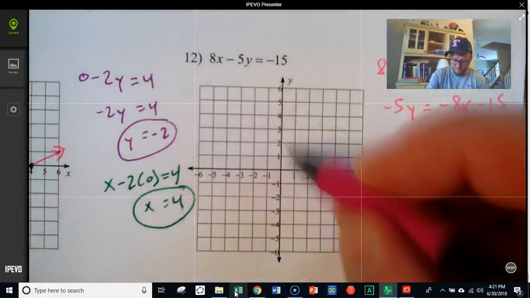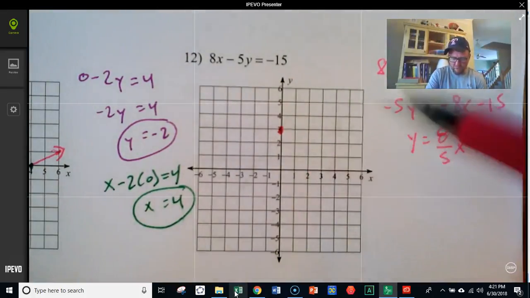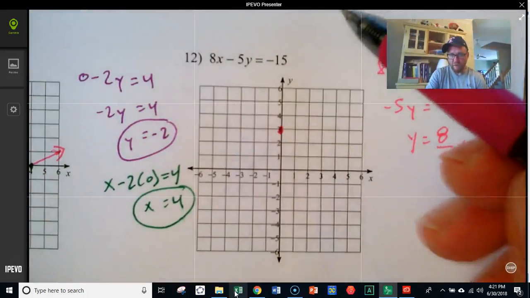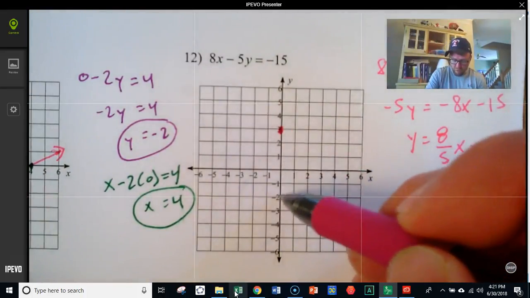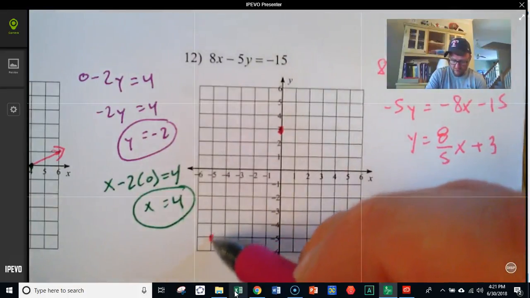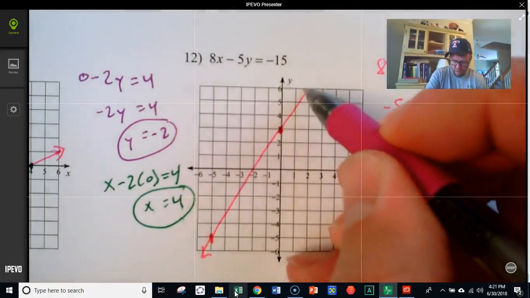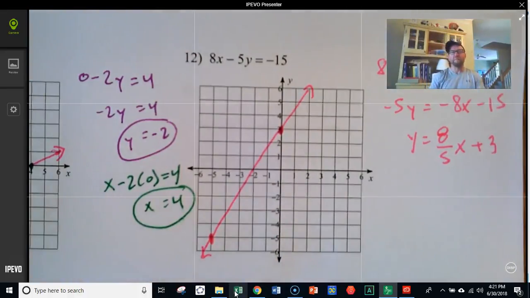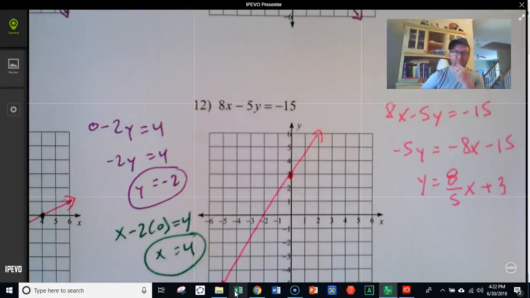But, okay. So I plot 3. And our slope is 8/5, which means we go over 5 and up 8. We can't do that, so we're going to go in reverse. 1, 2, 3, 4, 5, 6, 7, 8. 1, 2, 3, 4, 5. And those are the only 2 points we can plot. Draw a line in.